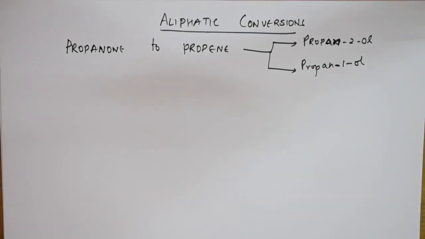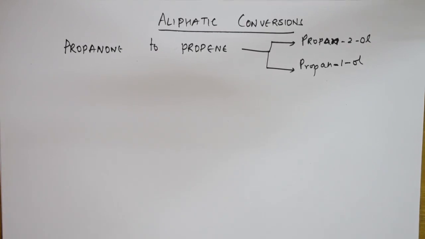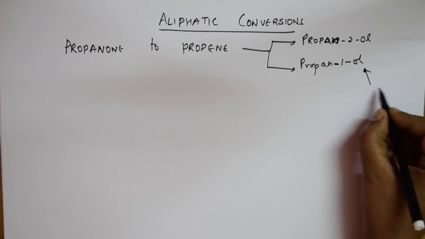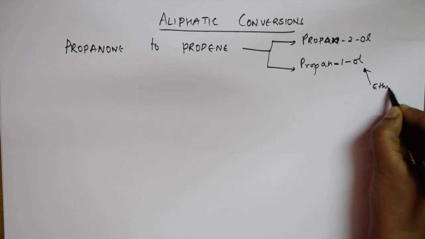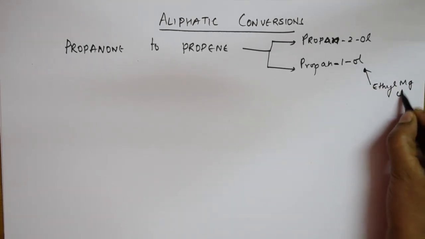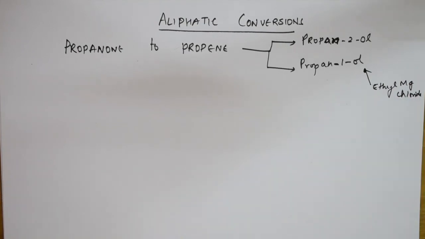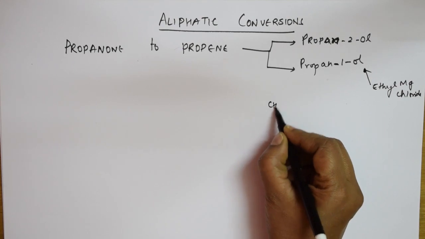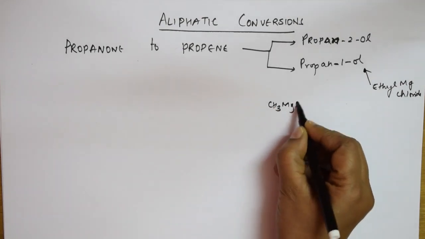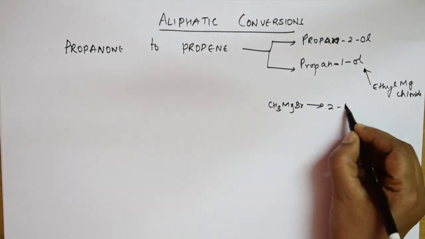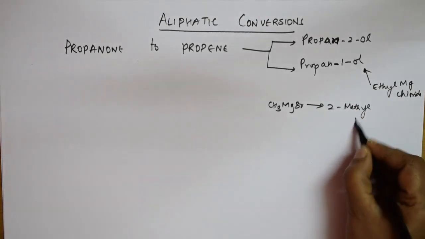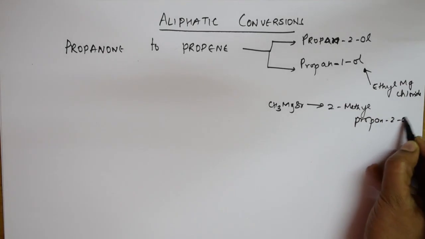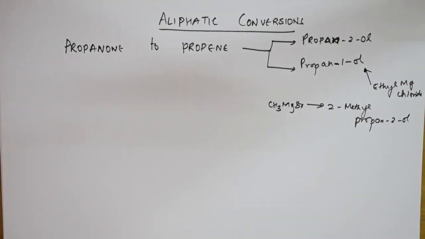Next important thing, conversion of ethyl magnesium chloride to propan-1-ol. Or one more combination, conversion of methyl magnesium bromide to 2-methyl propan-2-ol. Okay, so many combinations. Let us see this first set first, then come back.